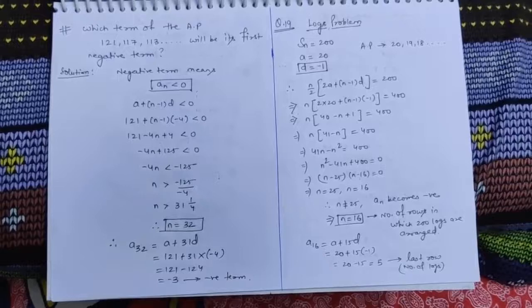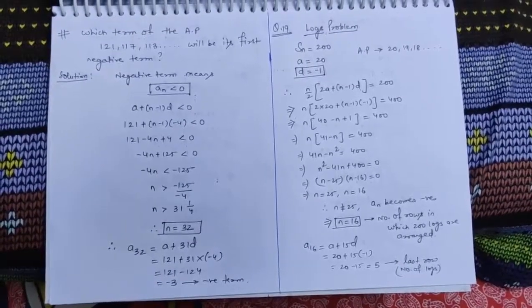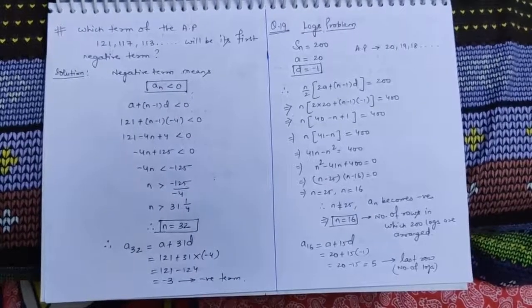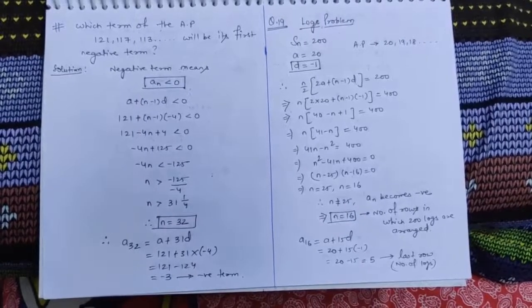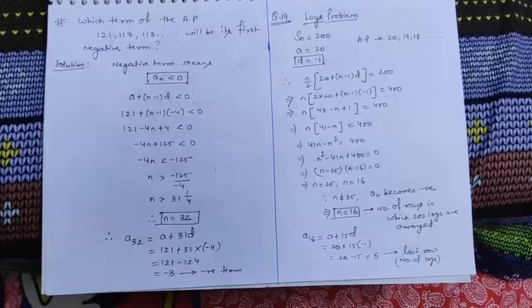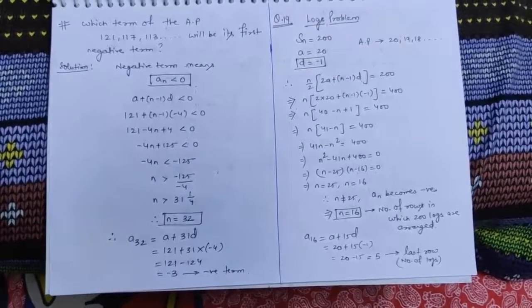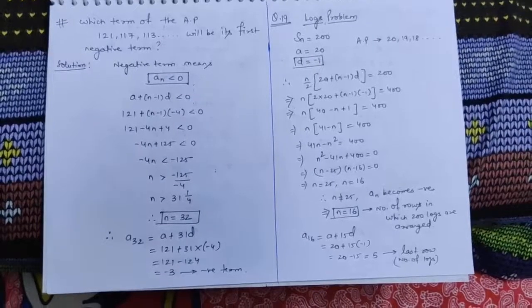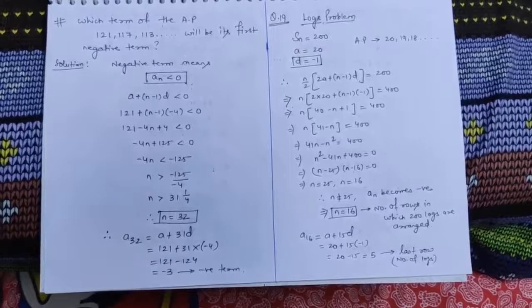Minus 4n plus 125, since 121 and 4 are added, less than 0. Take 125 to the right side, becomes minus 125. Now when you take minus 4 to the right side, when you take a negative number from left to right, you have to change the sign. So n becomes greater than minus 125 by minus 4. Always remember, when you take a negative sign from the left side to the right side, you have to change the sign of greater or smaller.